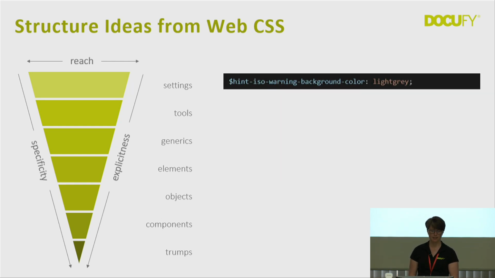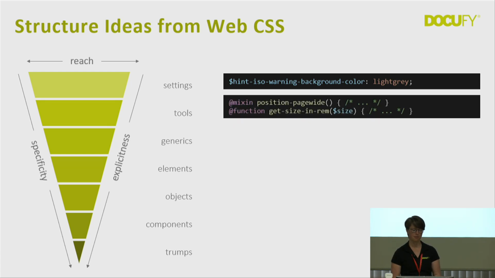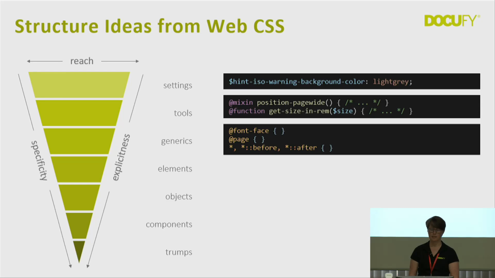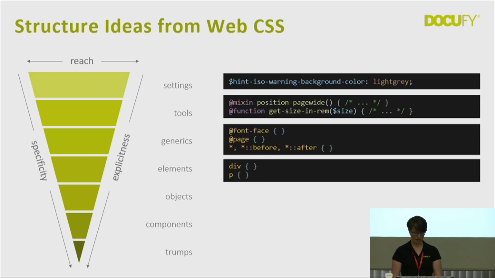So the first level is about global SCSS variables. Then next come some functions and mixins. The third level is the first level that actually results in CSS. It may include some wildcard selectors or general at-rules, for example, the @page rule. Then the next level are the basic HTML element rules.